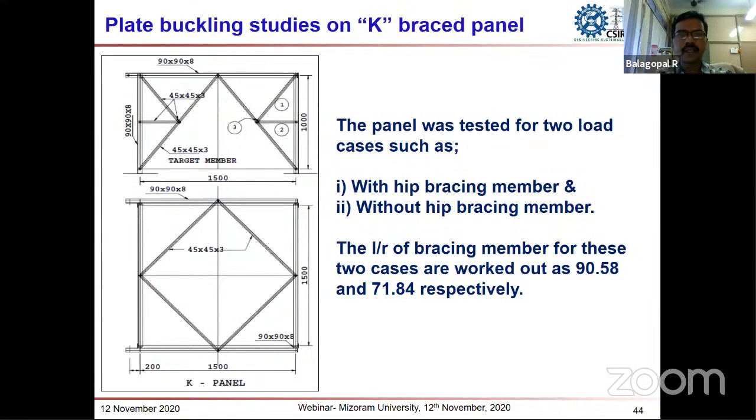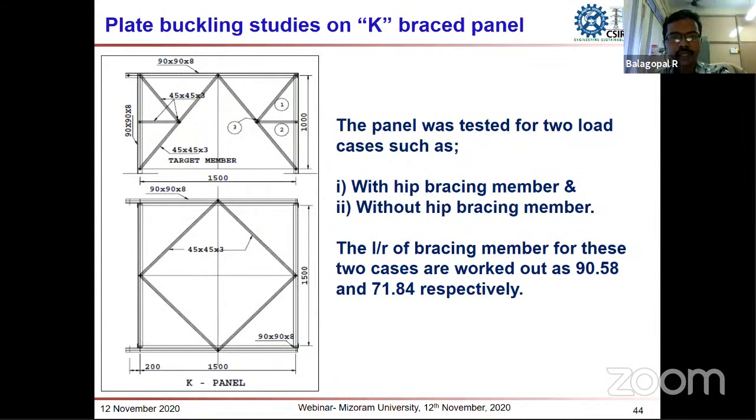And this is a case study on plate buckling on a K-brace panel. This is a K-brace panel. The panel was designed so that the target member of failure is the bracing member. Here we want to study the failure due to stress concentration, apart from the plate buckling. Two types of panel have been fabricated. The first one is a panel with the hip bracing member.